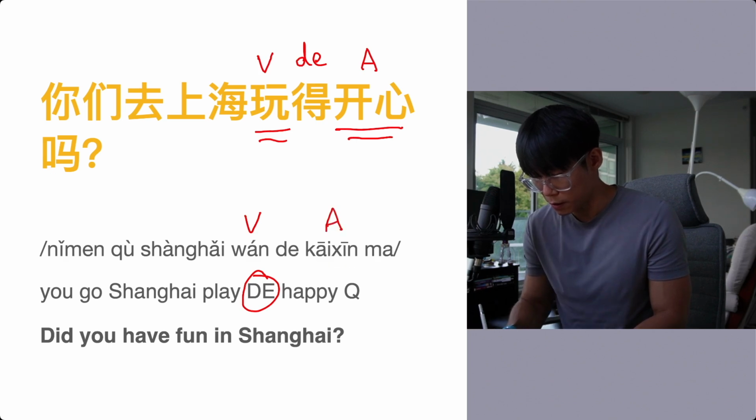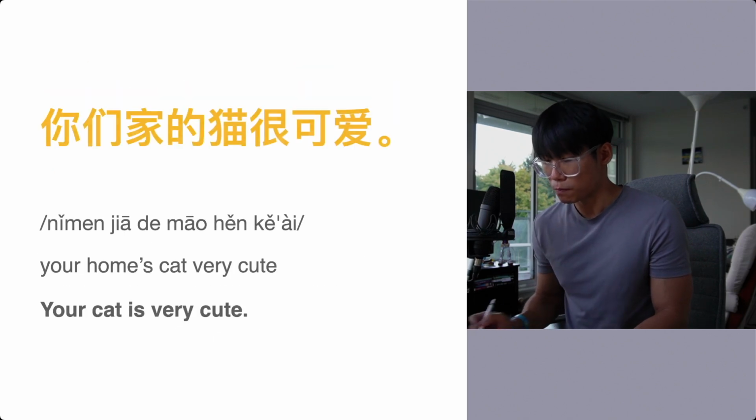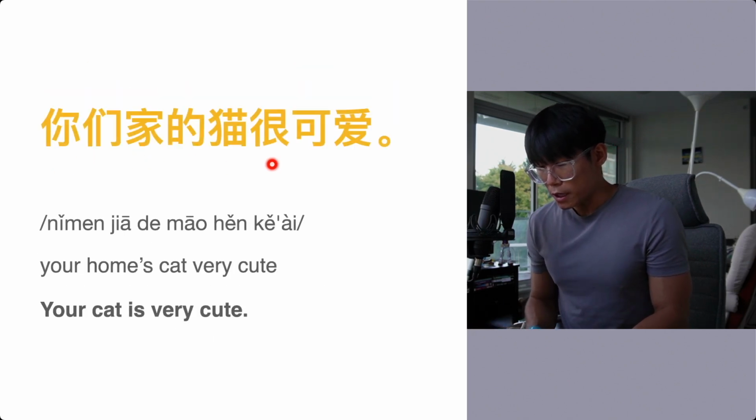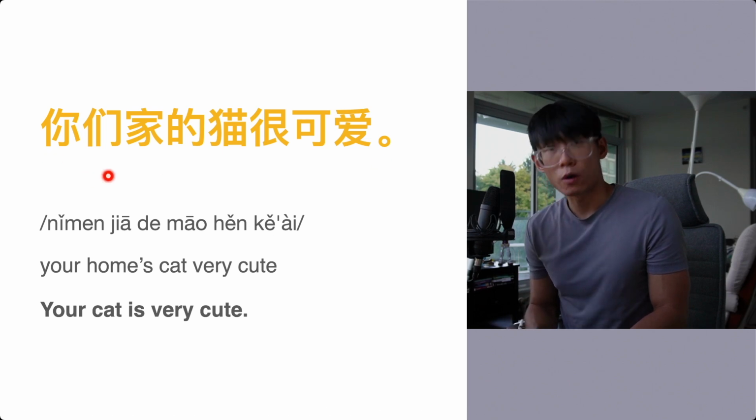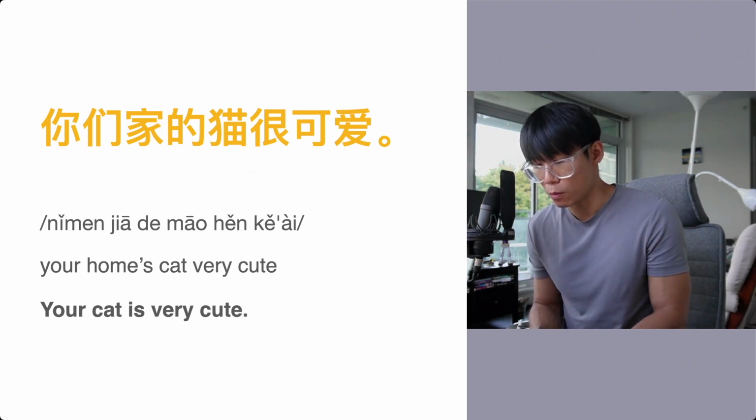开心 means happy. So did you play very happily? 玩得开心吗? 你们去上海玩得开心吗? Just know that 你们 is you. 你们家的猫很可爱. 你们家 is your home or your family. 你们家的猫 is the cat in your home or in your family.